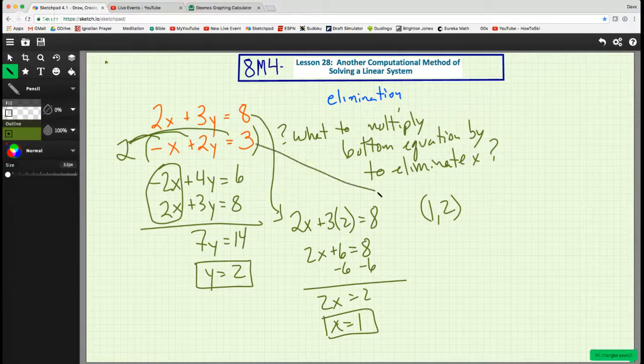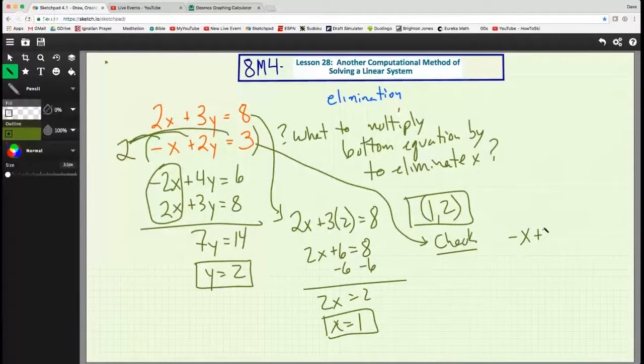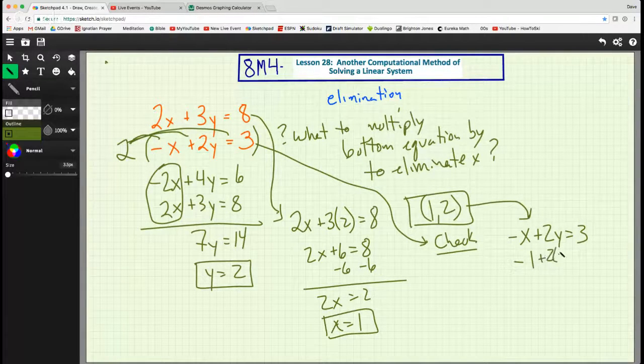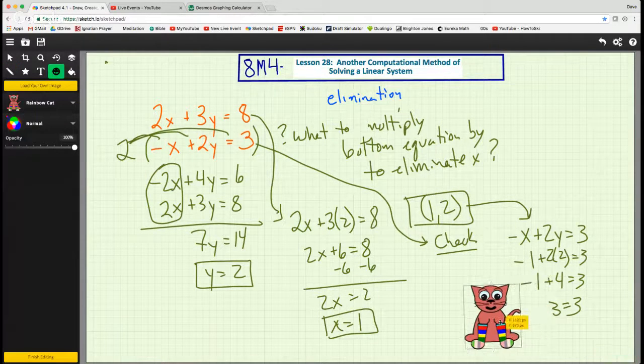We're going to substitute into our second equation to check. This is our check step. So, I'll just rewrite it. Negative x plus 2y equals 3. So negative 1, we're going to plug this in, plus 2 times 2 equals 3. Negative 1 plus 4 equals 3. So 3 equals 3. Happy cat. Well done. We solved it by elimination.